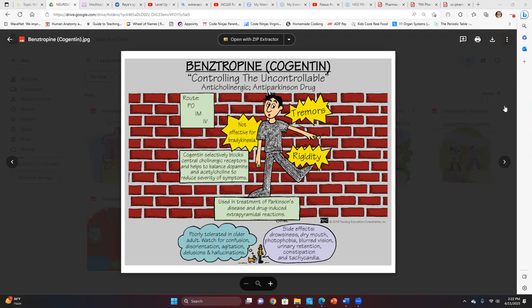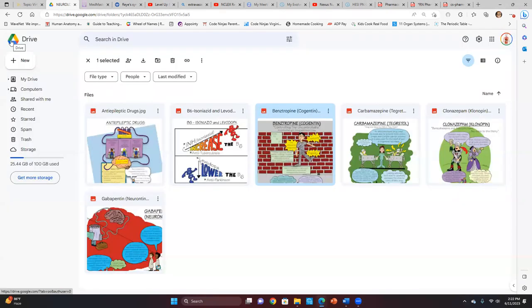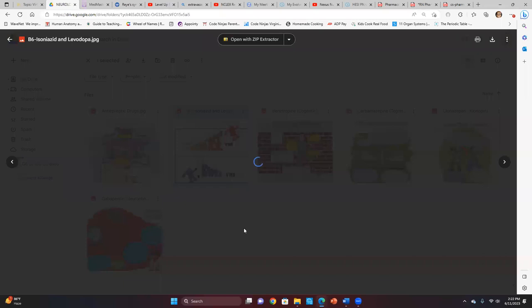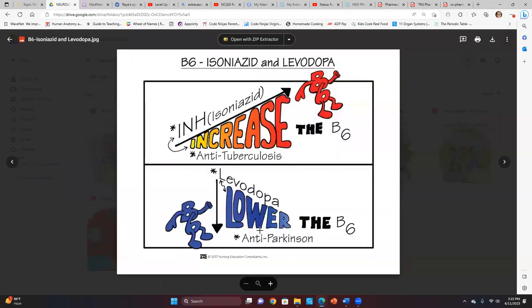The next medication is your carbidopa-levodopa. I don't think I have a pictorial for that one. Carbidopa-levodopa increases the dopamine. And we know with our Parkinson's patients, they actually have low levels of dopamine. So this is going to help the patient that has Parkinson's.